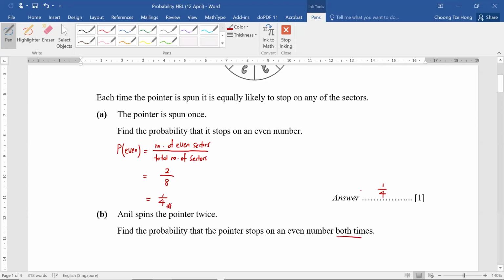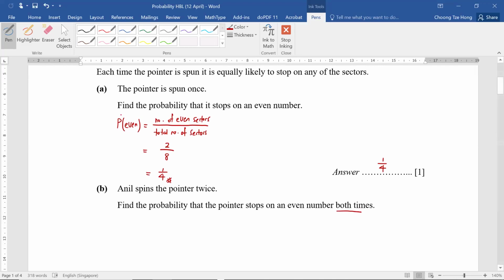So he spins 1 time, then he looks at the number. In this case, he wants it to be even. And then he spins it 1 more time, and now he wants it to be even again. So what is the probability of that happening? Now it's making 2 spins, so the probability that both spins are even.